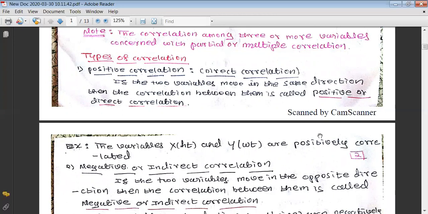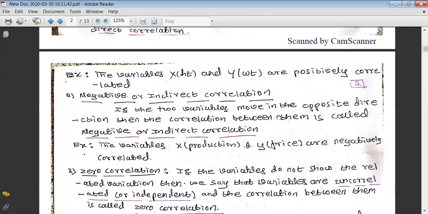For example, take the first example, the correlation between the variables x height and y weight. As we know, as height increases, weight also increases, means both are moving in the same direction. If height decreases, obviously weight also decreases. In both cases, the variables move in the same direction. That's why we say that the variables x height and y weight are positively correlated.